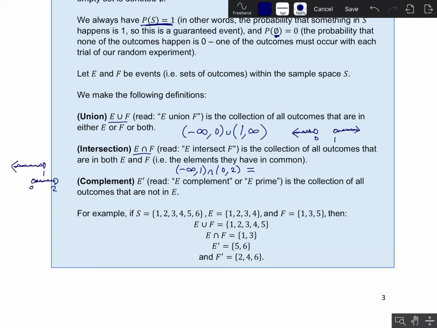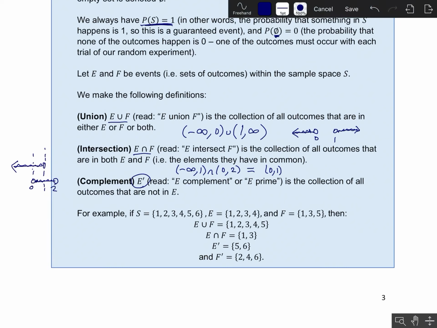And then you can see what they have in common. In this case, it looks like what they have in common is just the set of elements between 0 and 1. So the intersection in this case would just be the interval from 0 to 1. But this intersection makes sense for any two sets. It's just asking, what do these two sets have in common? Or in our case, what do these two events have in common?